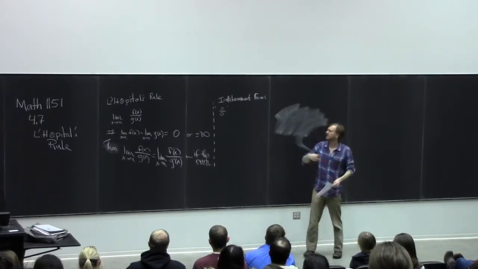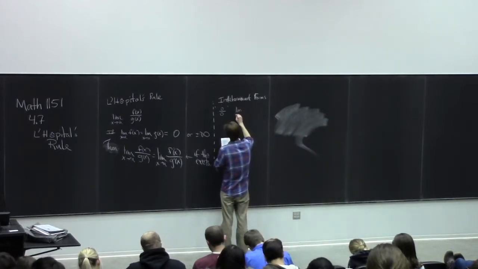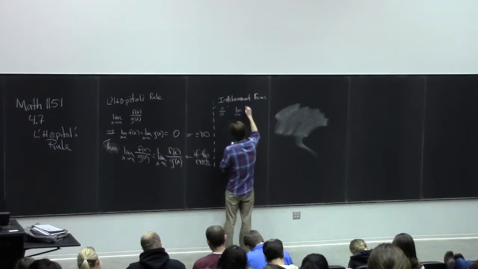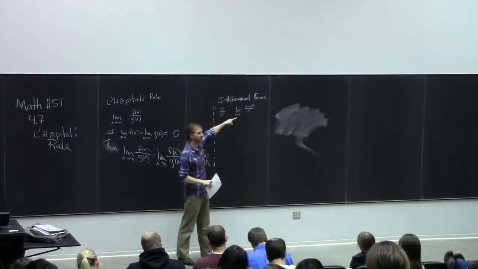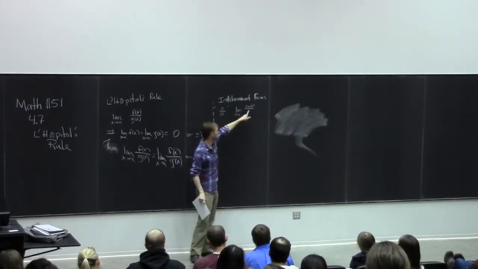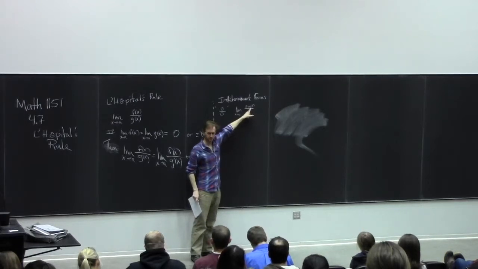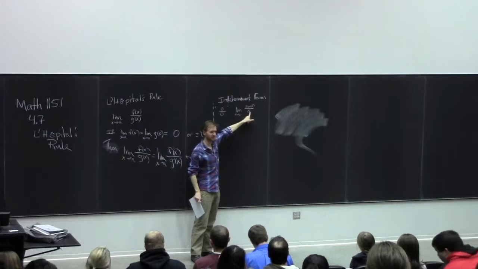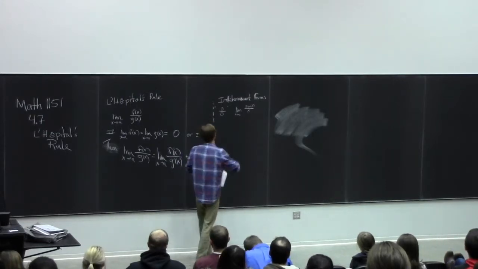So an example: limit as x goes to 0 of sine of x over x. This is a 0 over 0 indeterminate form. Look at this. As x goes to 0, what does sine of x do? And what does x do? So maybe this is a time to use L'Hopital's rule. All right, that's what we're doing here.